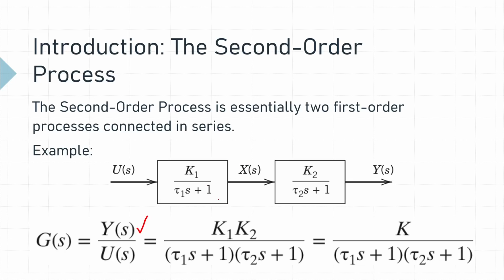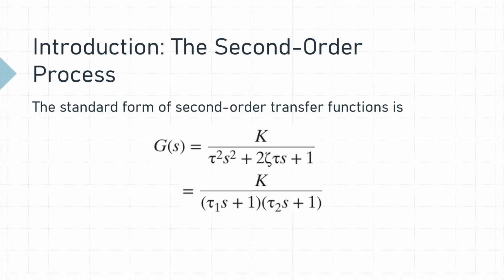This, therefore, is just equal to K1 times K2, these are your gains, divided by (tau1 s + 1) times (tau2 s + 1) as well. And we could further express these as a singular value for K divided by the same denominator. However, we also have to consider that the second order transfer function has to be expressed in standard form, that being G(s) = K / (tau^2 s^2 + 2 zeta tau s + 1). And second order systems are modeled mathematically using this transfer function.